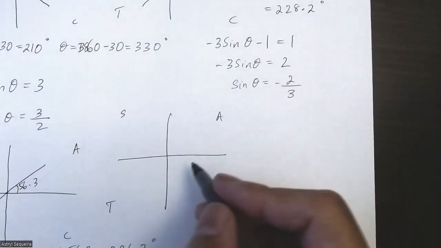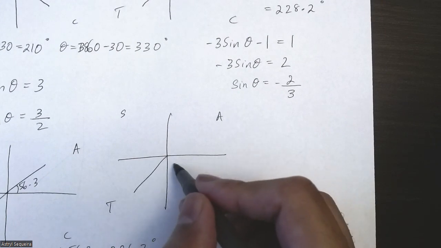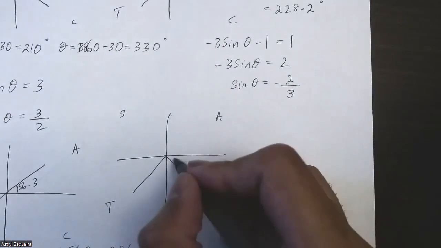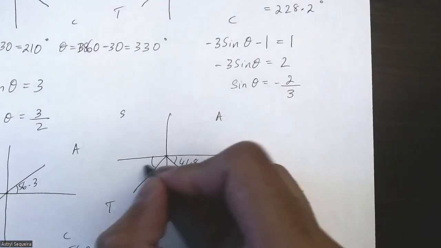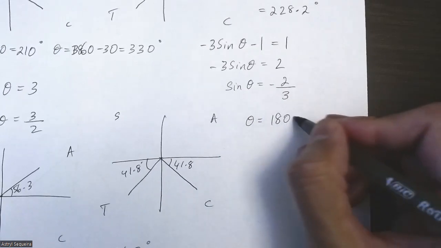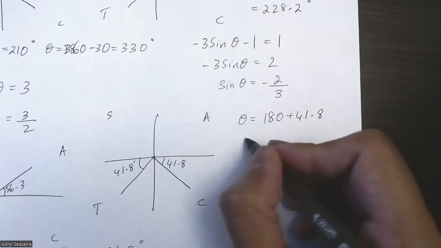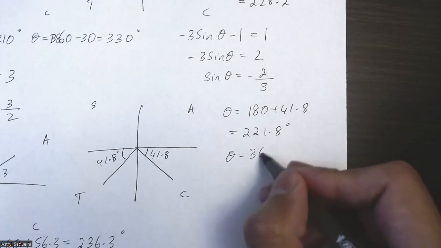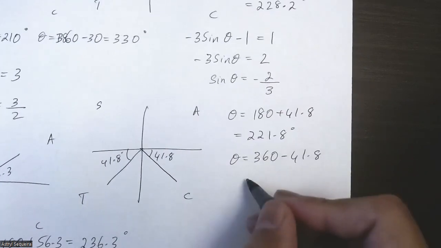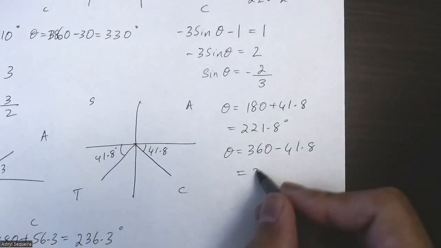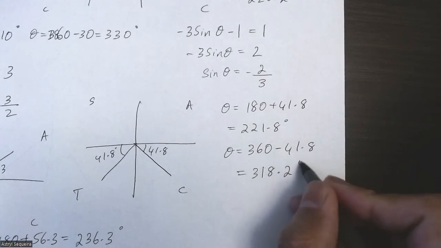I'll do my CAST rule next. So sine is negative in T and C. We did this one before as well. I'll do the sine inverse of +2/3. And I get my acute angle to be 41.8 degrees. My first solution for theta is 180 plus 41.8, which is 221.8 degrees. My second solution is 360 minus 41.8, which is 318.2 degrees.